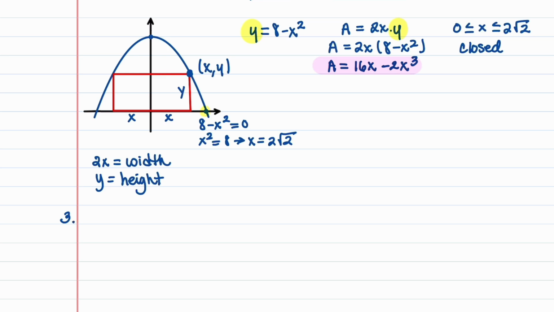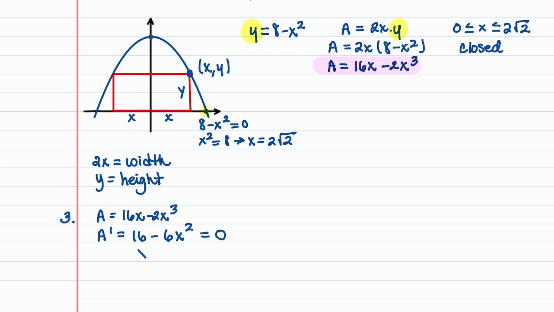Our third step is to take the derivative of our area function, set it equal to 0, and find the critical values. I'm going to rewrite A. A is 16x minus 2x cubed. Our derivative, A prime, is 16 minus 2 times 3 is 6x squared. And we are going to set that equal to 0 and solve for x.